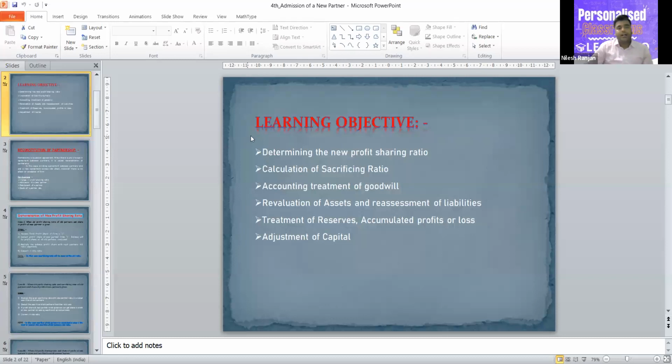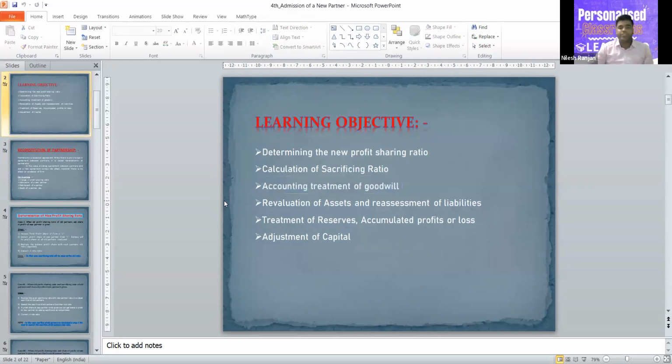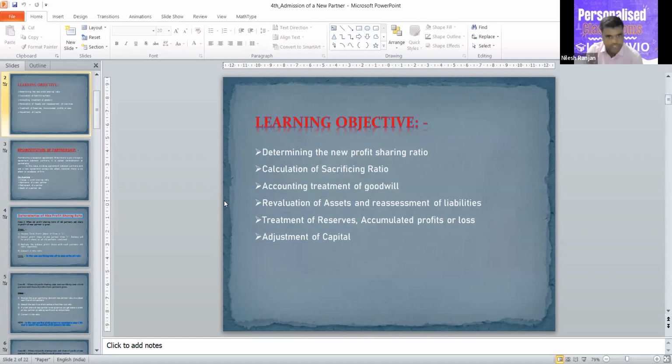So you can see that after calculation of the ratio, there is accounting treatment of goodwill. If a new partner is taking a profit share in the firm, then the profit share of the old partners will also change. So this is the adjustment. The third is revaluation of assets and reassessment of liabilities. I think you remember this.